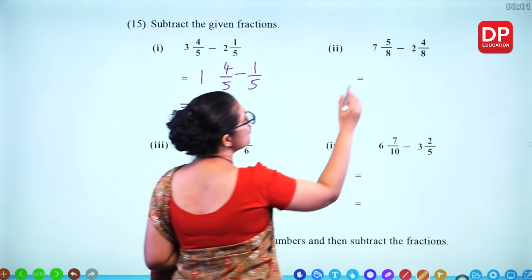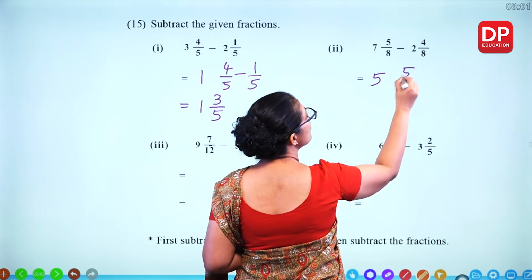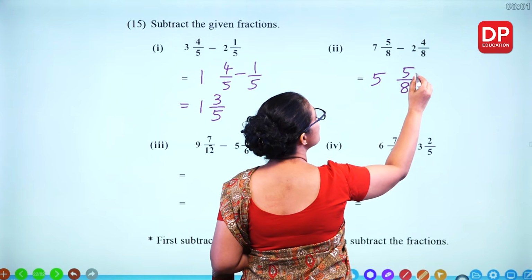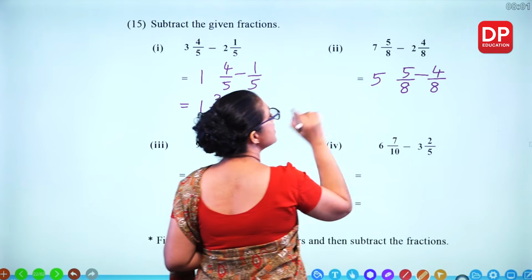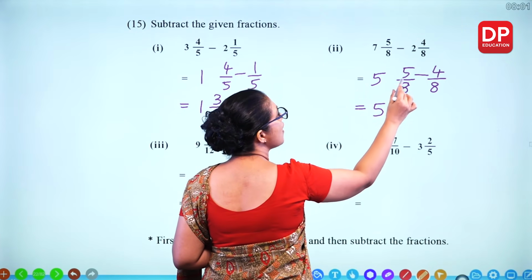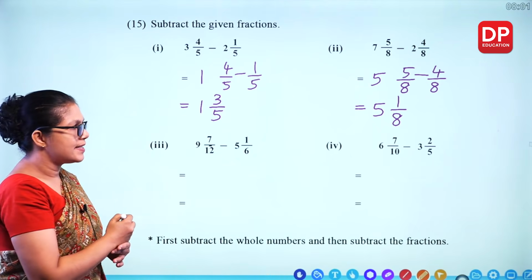Here 7 minus 2 first. That's 5. Then think about the proper fraction subtraction. 5 over 8 minus 4 over 8. So what's the answer? 5 minus 4, 1. So 5 and 1, 8.